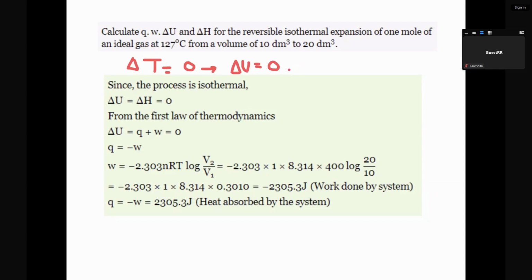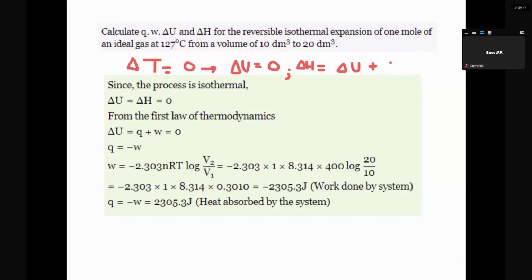And also, if we are calculating delta H, that is the change in enthalpy of the gas, delta H is equal to delta U plus delta of PV. So also in this case, we have this PV term over here. Delta PV means nR into delta T.